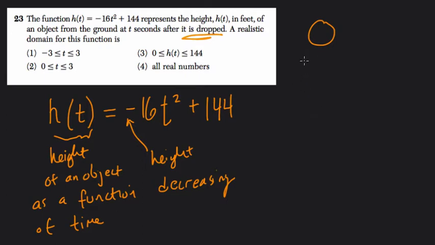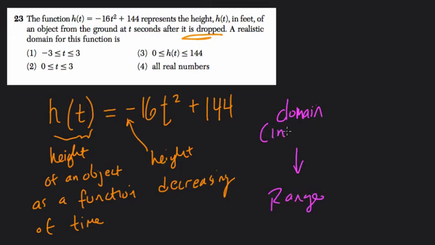Let's see what the question's asking. A realistic domain for this function is which of the following? Okay, so functions are defined by domains and ranges. Domain is your input, usually the variable x, and range is your output based on the domain, the input. So we go from an input to an output.